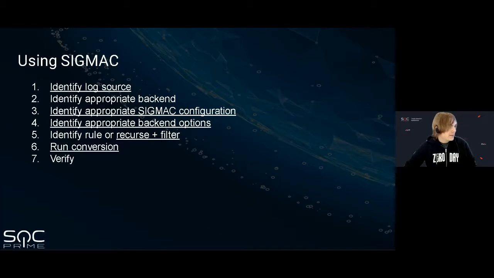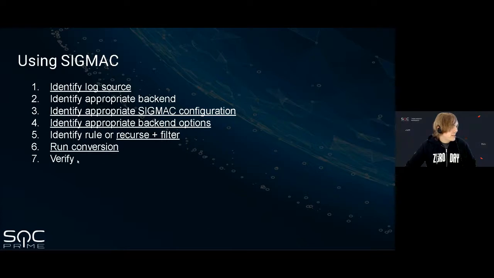Then you identify the appropriate Sigmac configuration or generate it. A lot of times you'll have to generate one, and then you identify appropriate backend options. Every SIEM or backend has different options that you can pass to it to change how the translation works. And then you can identify the specific rules, or if you're using filters, you can say, for instance, for process creation, log source equals process creation, and pull all process creation rules and translate them for you. Then you just hit enter and run the conversion.